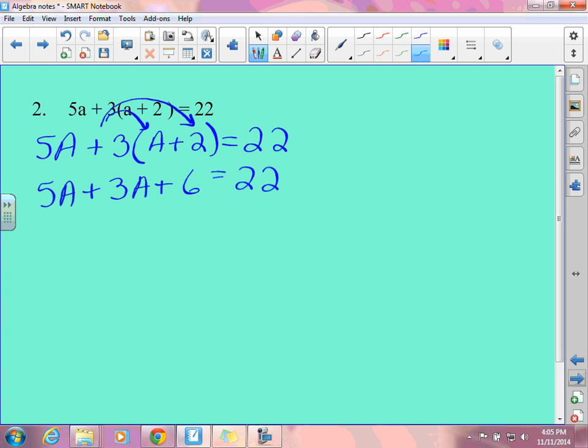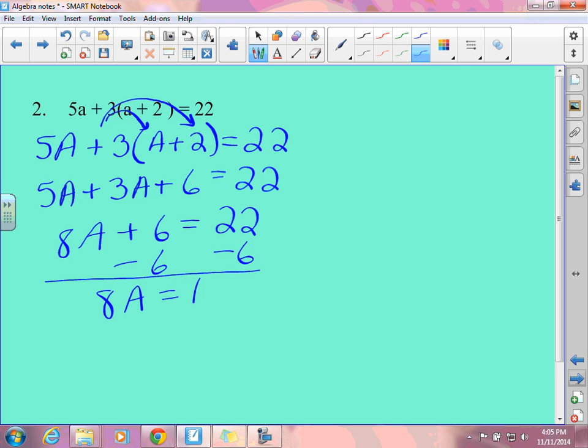Now we're going to combine our like terms. So 8A plus 6 equals 22. Make sure you combine like terms before you add or subtract. I'm going to subtract my 6 from each side. 8A equals 16. Divide by my 8, and oh my goodness, A is 2. Very similar to the last problem.